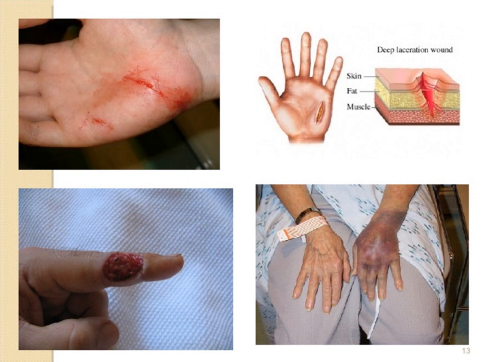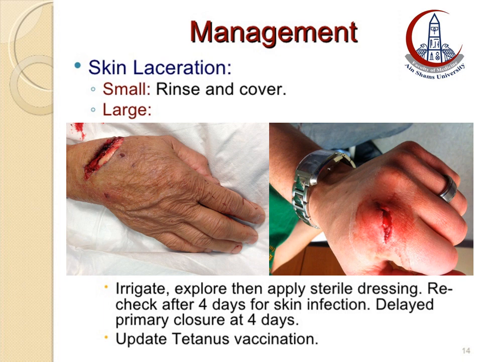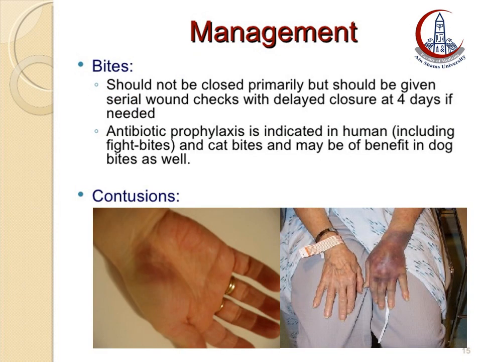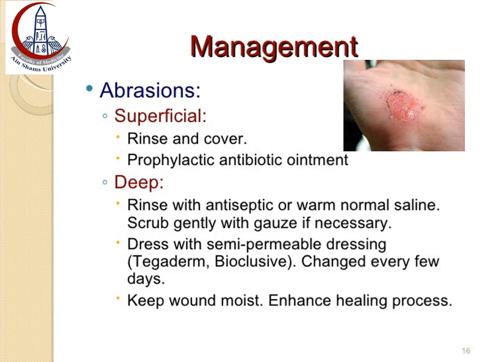These are different examples of injuries of the hand. This is an incised wound, and in the pictures the blue one is a contusion, and these are lacerated wounds or abrasions. This is an example of skin lacerations, bites, and contusion. This is an example of skin abrasion, which may be superficial or deep.